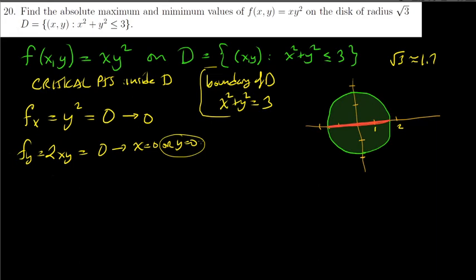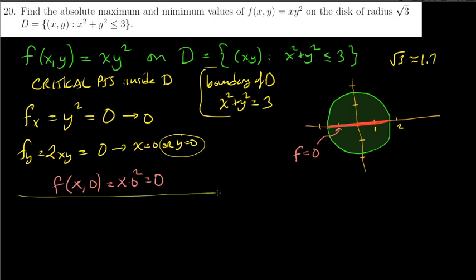But the nice thing is that every one of these points, when you plug it into the function, it doesn't matter what x is, y is 0. We get x times 0 squared, which is 0. So the value of the function everywhere on this line is just 0. I'll call it f. f is just 0 here. Okay, so that takes care of the critical points. Now we look at the boundary.